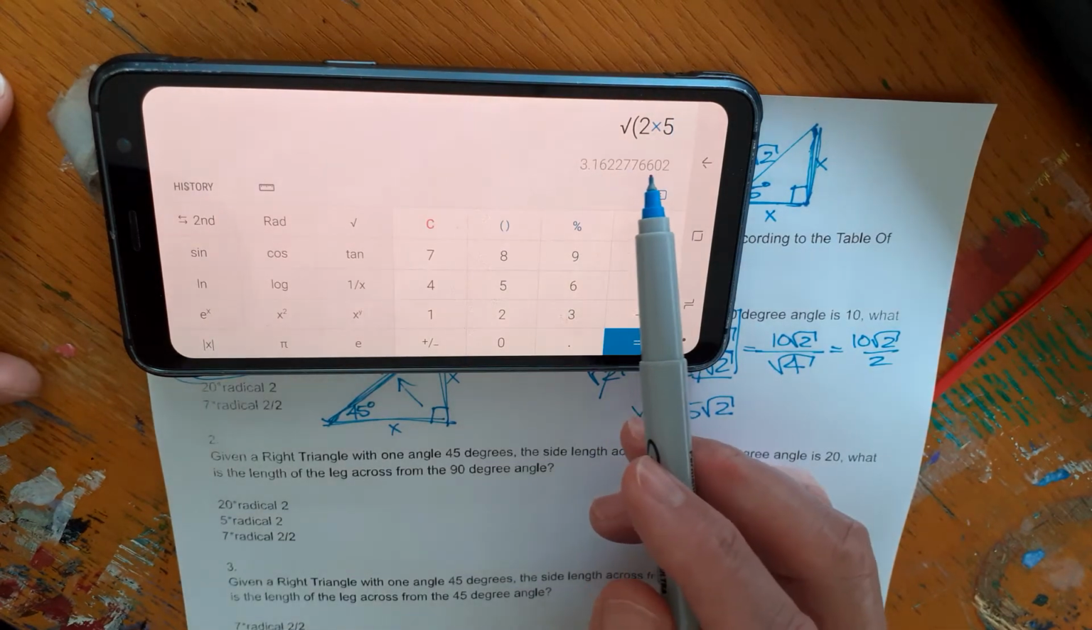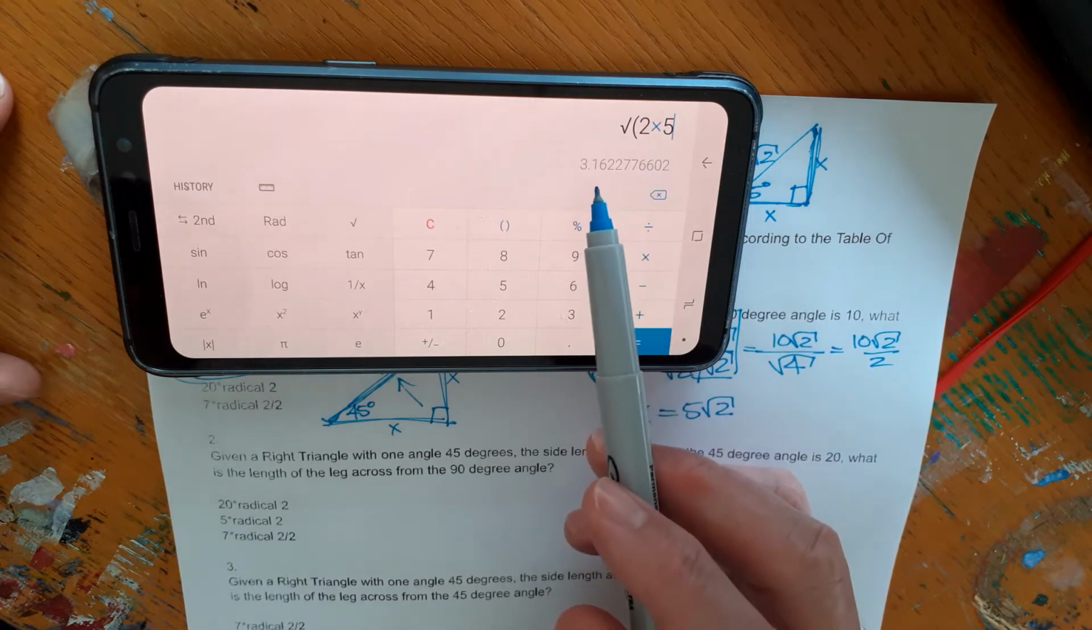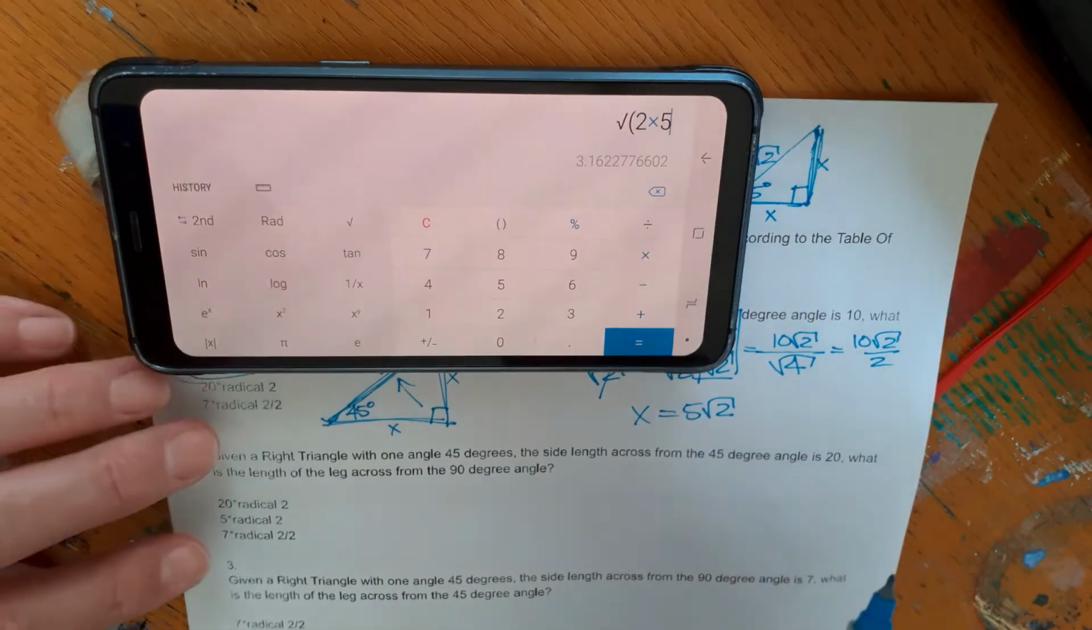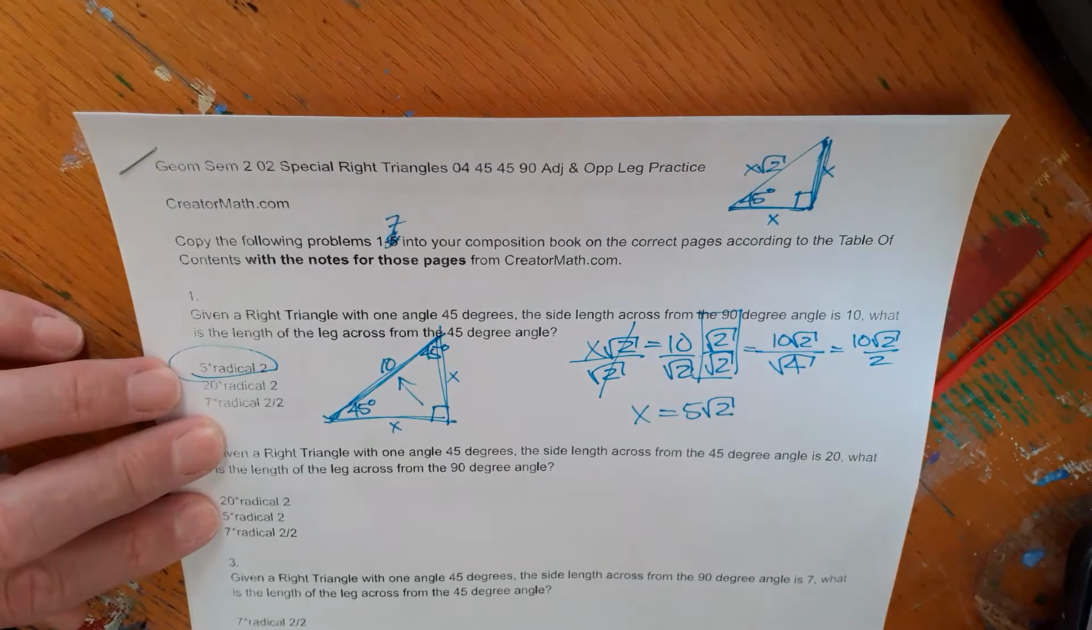Why? You'd have to truncate some of these numbers or cut off some of these decimal places if you just wrote the number. So we leave it 5 square root of 2. It's perfectly accurate, and we love that as math teachers and as math students. So that's why we have a square root of 2.